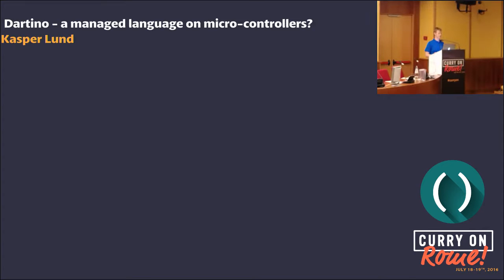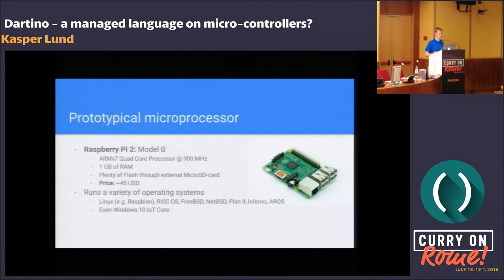Of embedded space, you could say. A Raspberry Pi 2. You could go for the 3 version as well. It's fairly high powered, with ARM chips, quad cores, 900 megahertz, a lot of RAM actually for a small device, and plenty of flash through external micro SD card support.